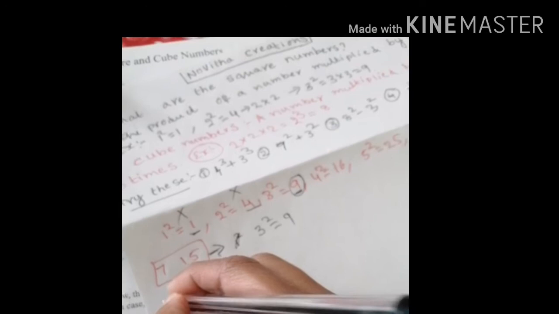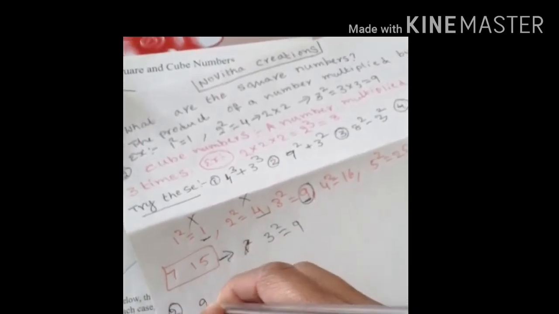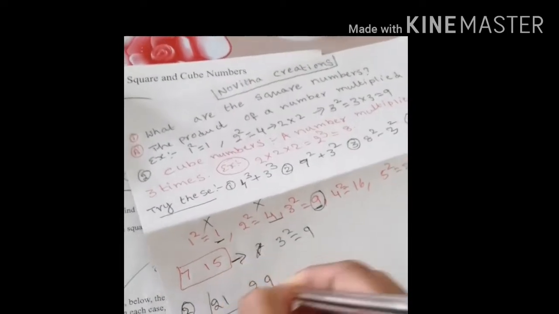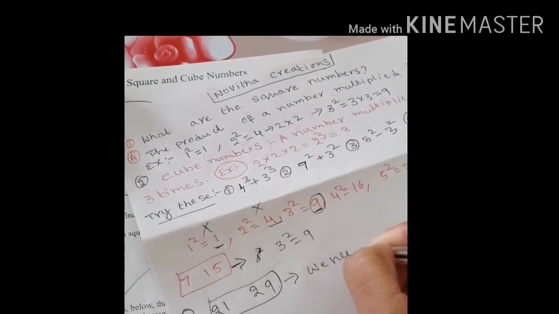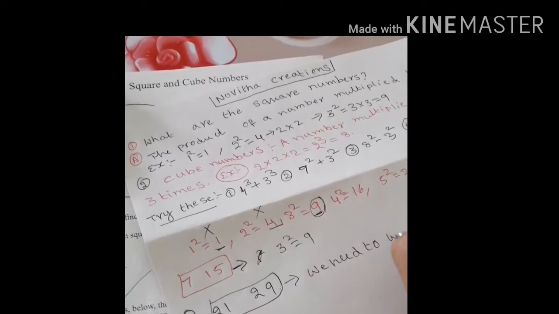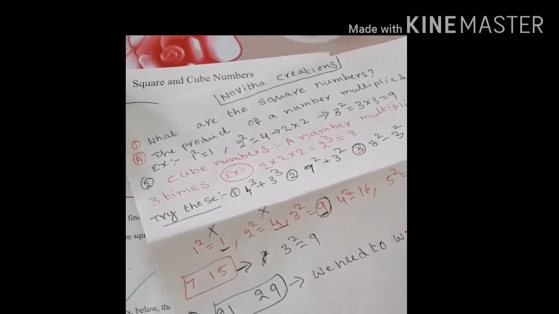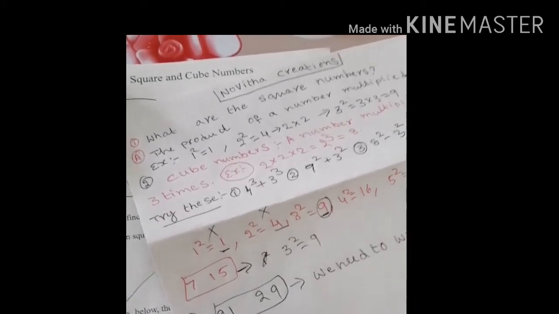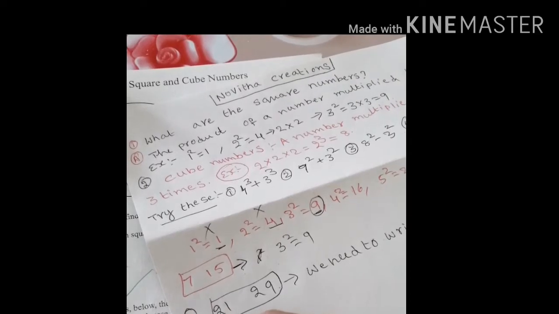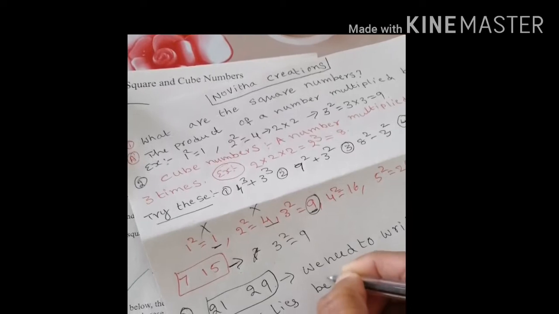They given another pair of numbers. For example, 21 and 29. We need to write a square number which lies between these pair of numbers.